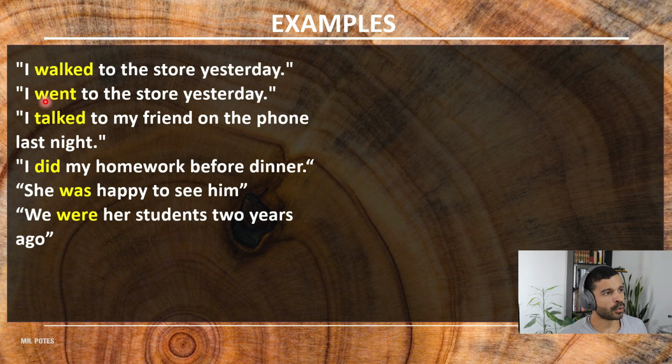Second sentence, I went to the store yesterday. Is this verb regular or irregular? You can also let me know in the comments. I talked to my friend on the phone last night. Is that regular or irregular? I did my homework before dinner. Is this verb regular or irregular? She was happy to see him. Is this verb regular or irregular? We were her students 2 years ago. Is this verb regular or irregular? You let me know. Okay, I'll show you.